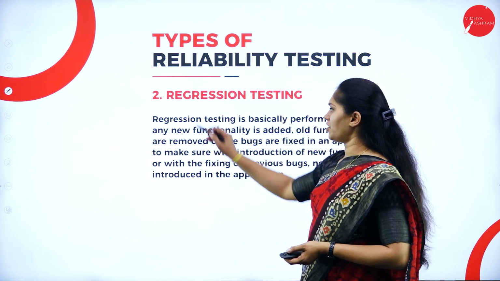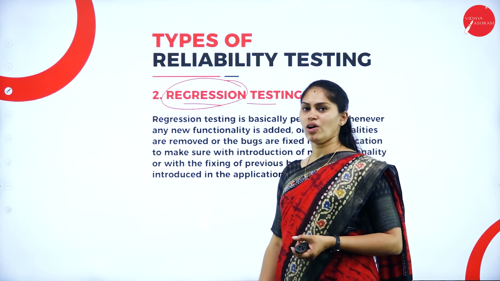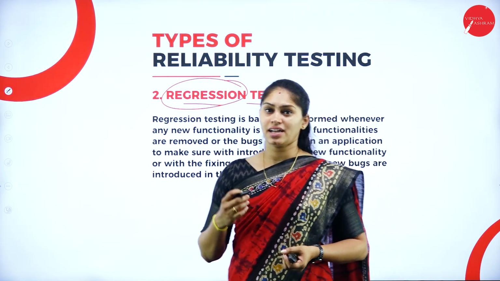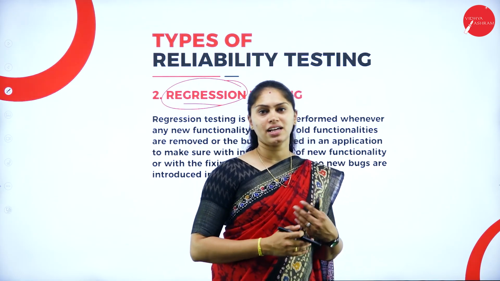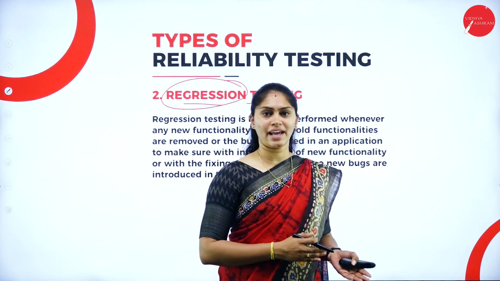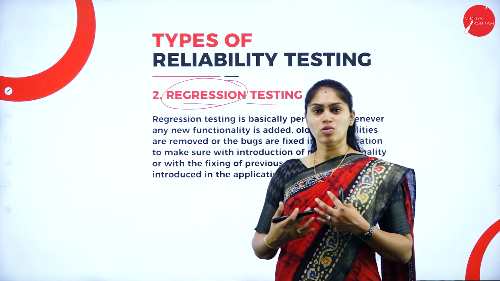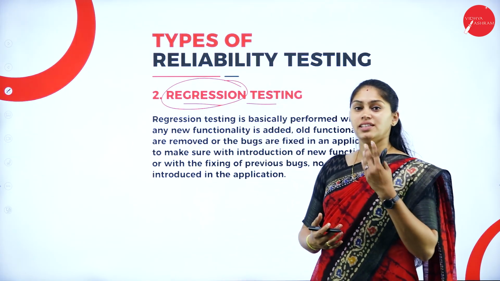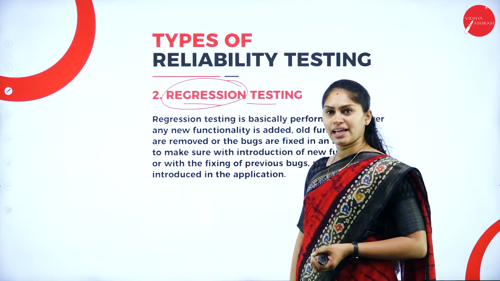What is the second type? We have regression testing. Already you know about the regression testing. So if you are changing a previous content, if you are fixing an existing bug, or if we are adding a new feature, or removing existing content, how will the system act, or how is the system behaving after the changes have been made? That is what we are testing in the regression testing.